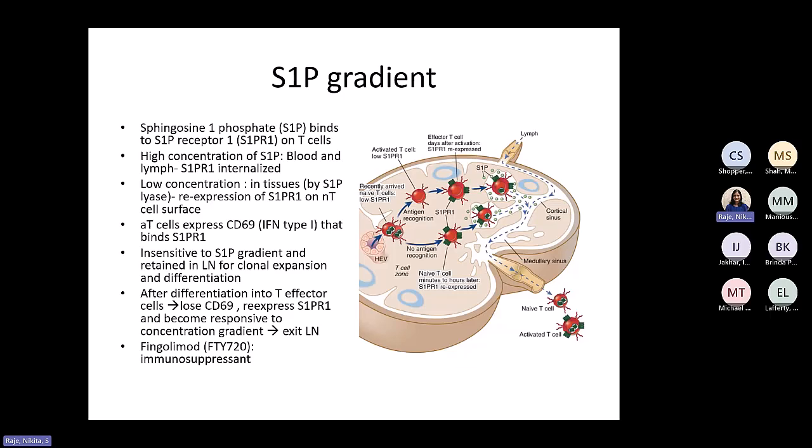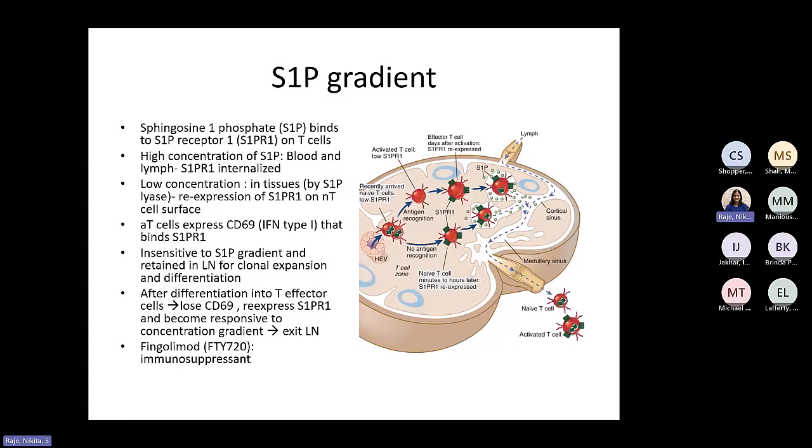Once it differentiates into effector cells, it again loses CD69. Because it loses CD69, it re-expresses S1PR1 on its surface, becomes responsive to the S1P gradient, and it exits the lymph node. So the naive T cells and effector T cells are responsive to the concentration gradient, but the activated T cells, because they express CD69, are insensitive to the S1P gradient and are retained in the lymph node for a longer time.